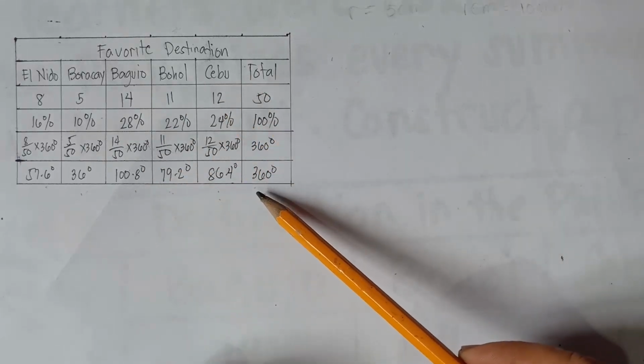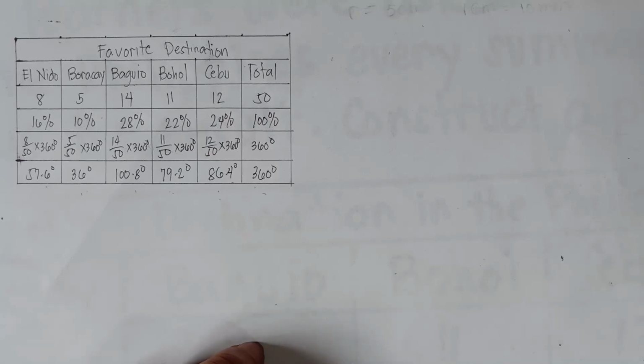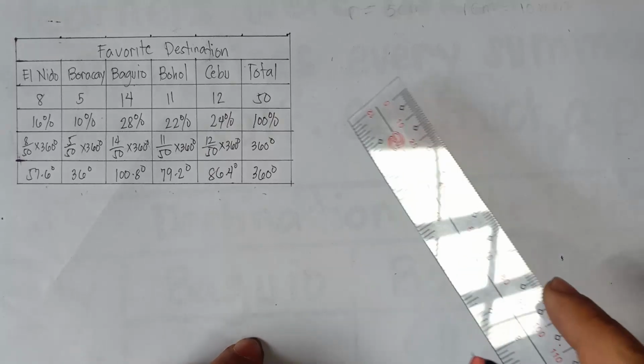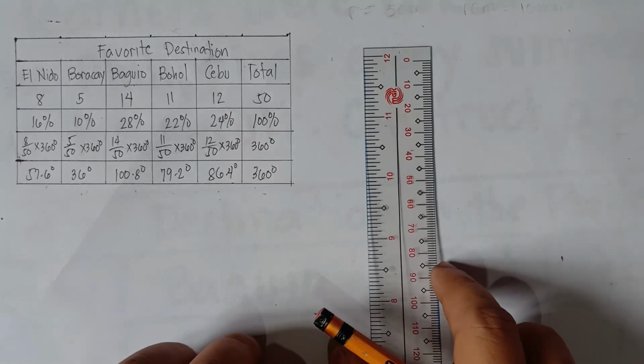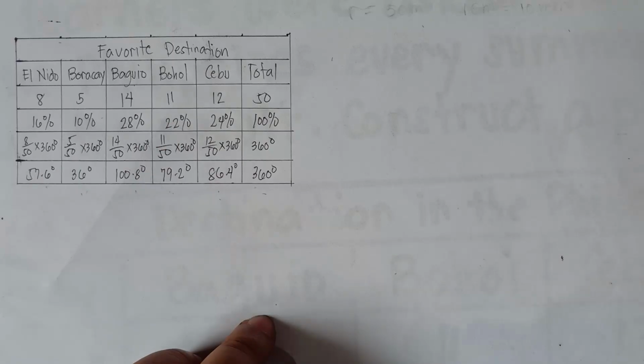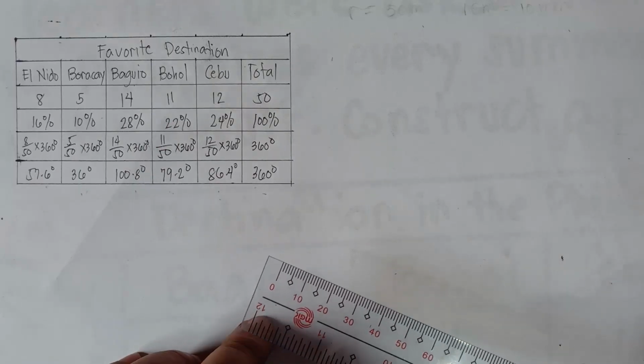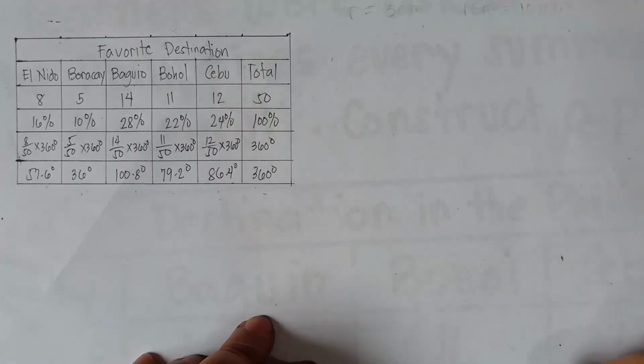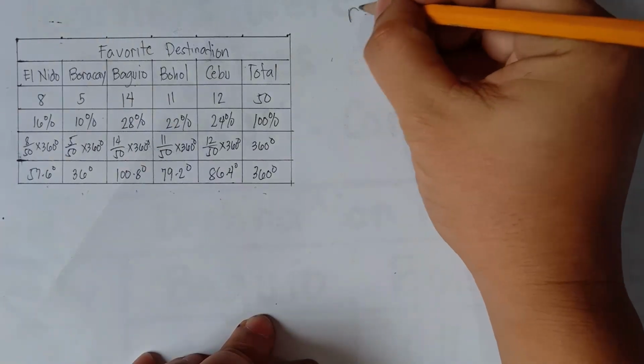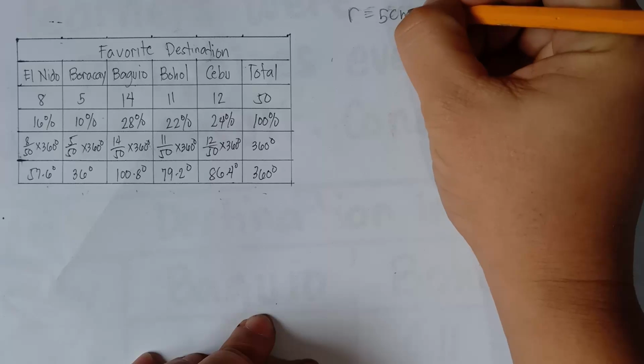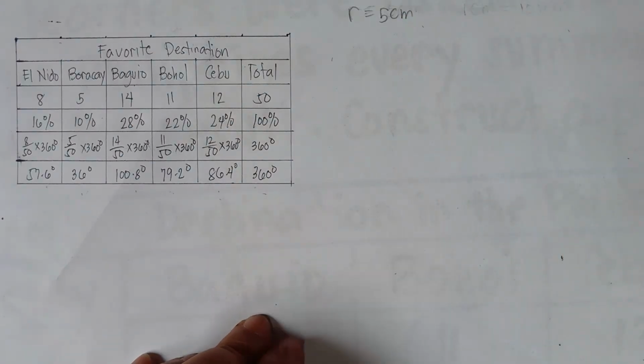Total is 360 degrees. Now, first thing to do, class, is we need to draw a circle. To draw a circle, class, we need to have the radius, or we need to draw a vertical line. It depends on you, class, what will be the measure of your vertical line. It depends on the teacher. So, for us, class, let's have 5 centimeter. So, we will be having radius of 5 centimeter.